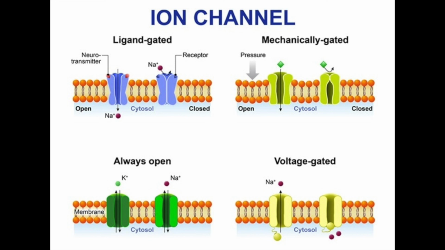Ligand-gated or chemically gated channels are also called ionotropic receptors because they allow ions. Mechanically gated channels respond to physical forces such as an increase in temperature or pressure that puts tension on the membrane and pops it open. Voltage gated channels open and close when the electrical state of the cell changes.